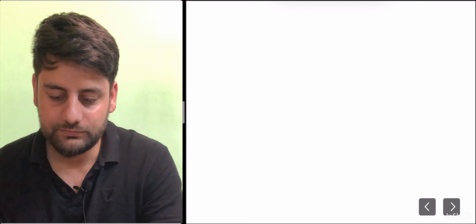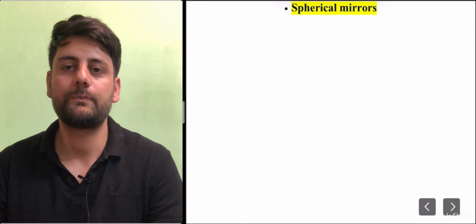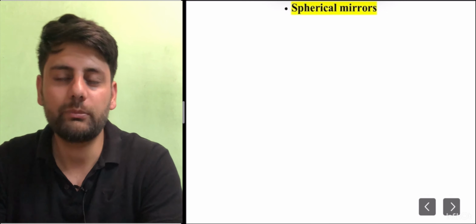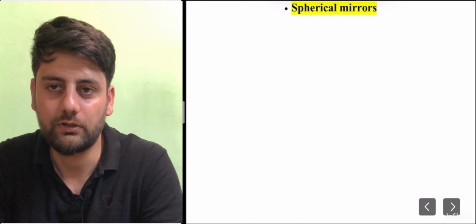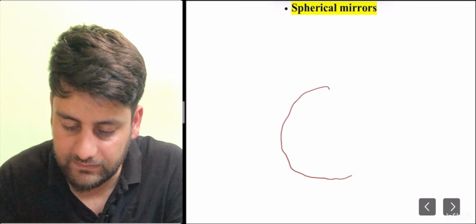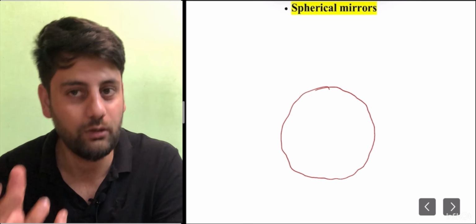Let's move on to our next topic. Our next topic is spherical mirrors, right? So what are spherical mirrors? The mirrors which are spherical in shape are simply called spherical mirrors. Now imagine we have a sphere, for example a big sphere made of glass, a hollow sphere, by the way, like a ball but hollow.